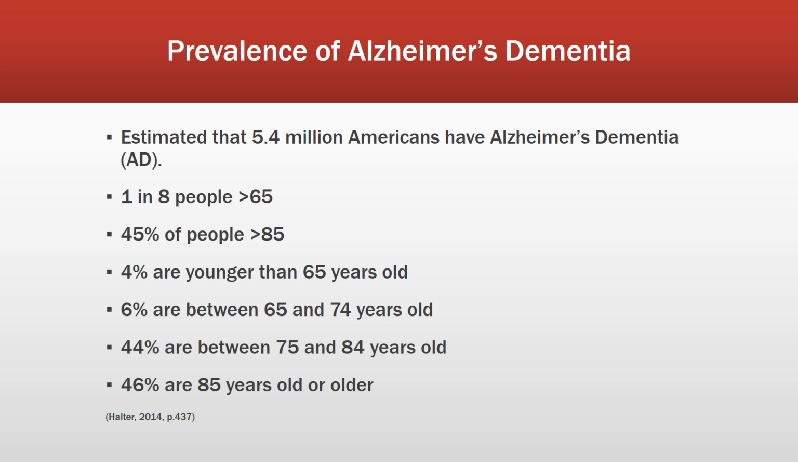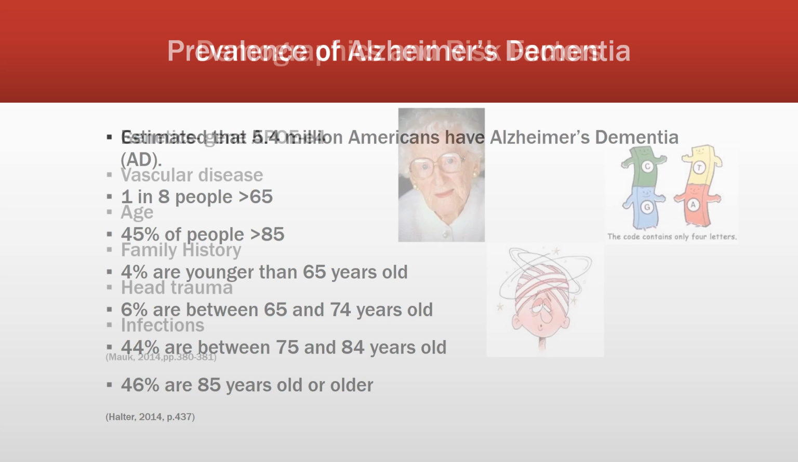Prevalence of Alzheimer's dementia. Alzheimer's dementia is the most common type of dementia. This form of dementia does not discriminate and attacks all types of people. Although this disease can occur at any age, it's mostly prevalent in those 65 and older. It's estimated that 5.4 million Americans have Alzheimer's dementia, and it is also estimated that this number will double every 20 years.